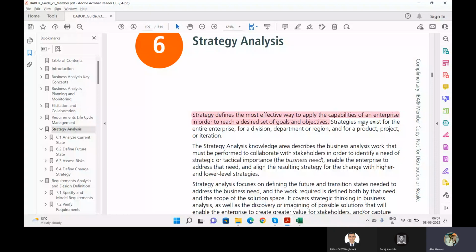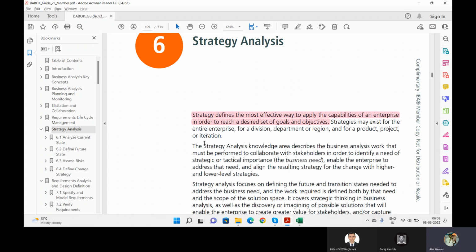Strategy may exist for the enterprise, for a division, for a department, for a region, for a product, for a project, for an iteration. Now look, you, your wife, your parents, your children, anyone: it's not that a strategy made once works everywhere. No. To do a certification exam, the strategy will be different. To do an exam in education, the strategy will be different. But the ultimate goal is to get a good job.